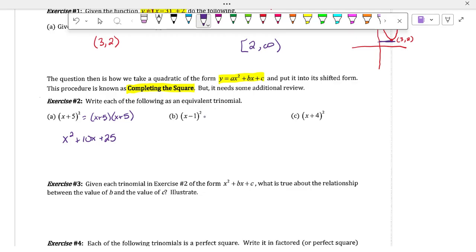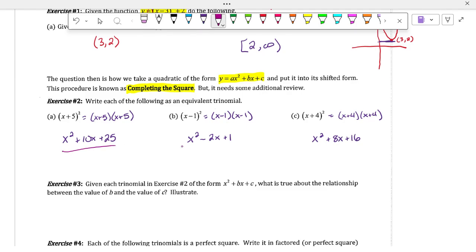Same thing over here. This would be x minus 1 times x minus 1. And you can FOIL that or box method it on your own, but it would be x squared minus 2x plus 1. And then lastly, x plus 4 all squared, same thing as x plus 4 times x plus 4, x squared plus 8x plus 16.